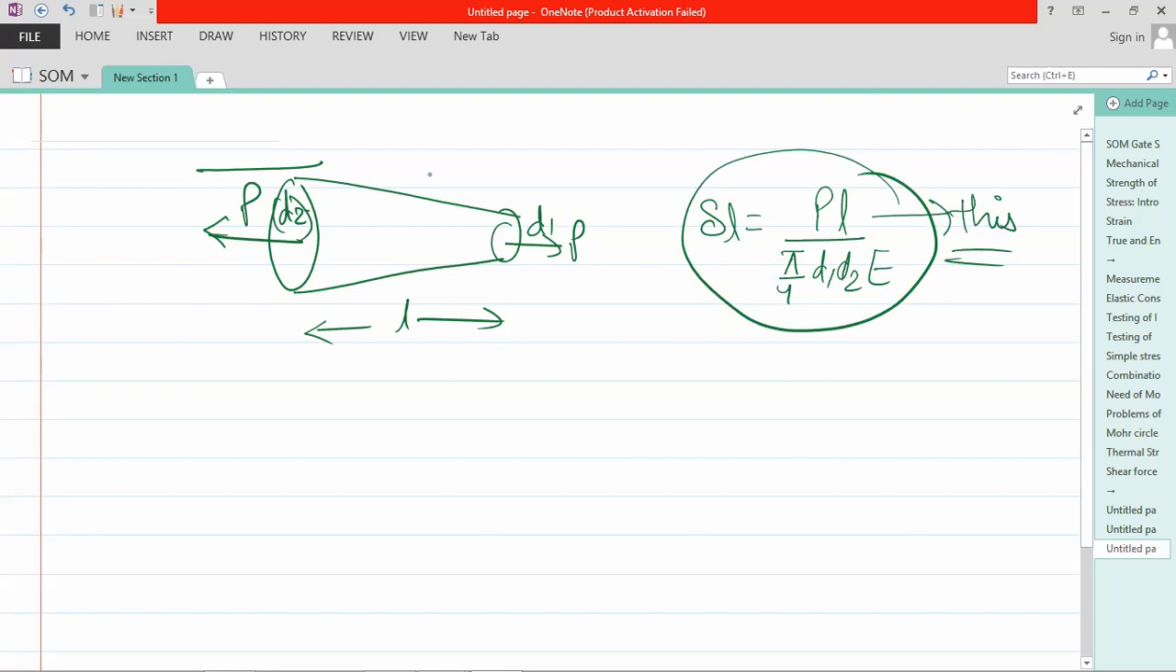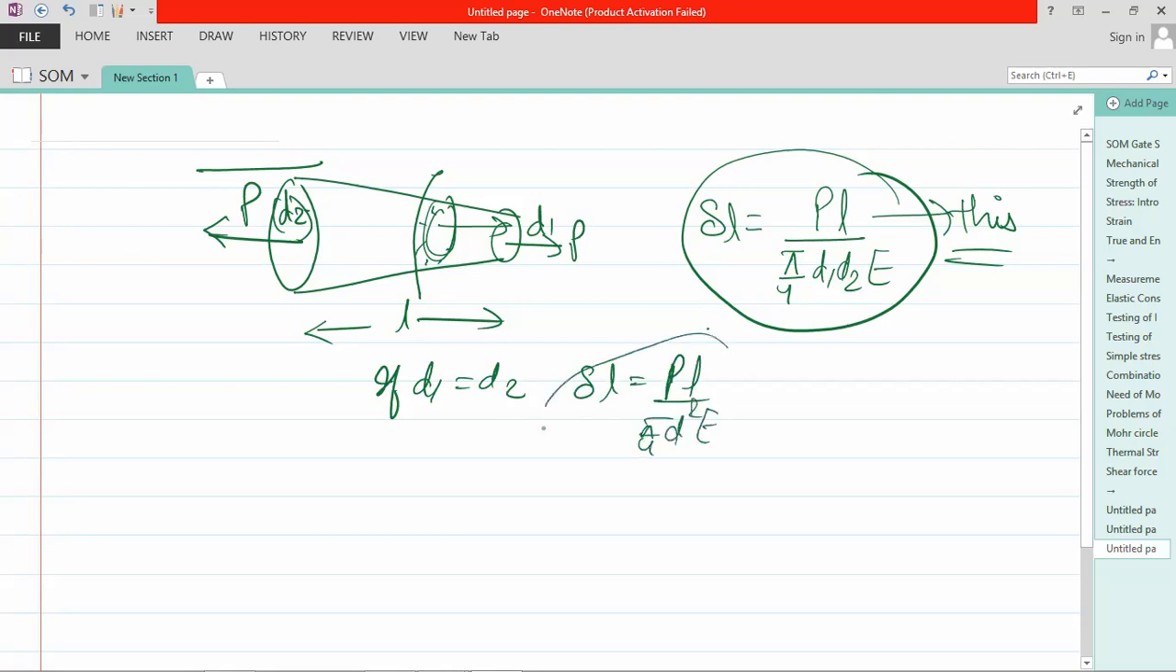Don't go with the derivation because the derivation is quite complex. Go with the elemental part, then take the elongation, then integrate from D1 to D2. Just this is the formula. Remember this. And if D1 is equal to D2, that is the normal case, then it will be simply PL upon pi by 4 D square. It is our earlier case. So, or PL by AE. So, remember this formula. This will help you. Okay.